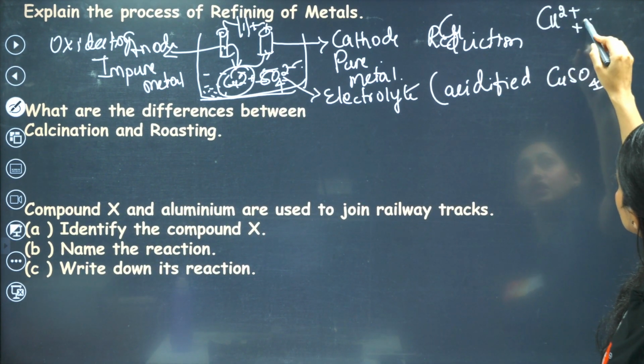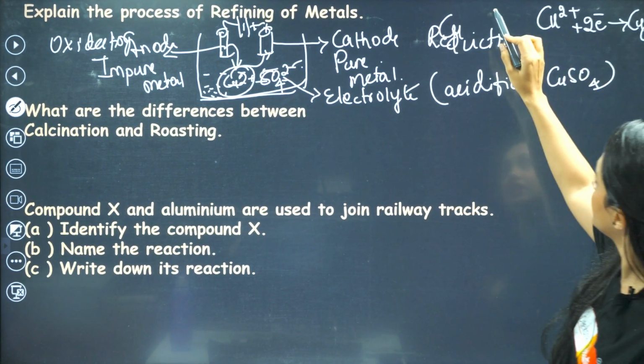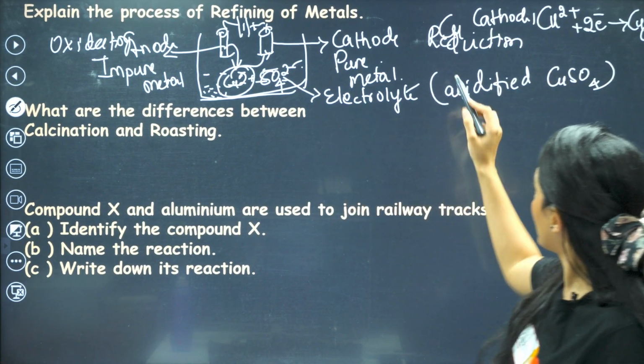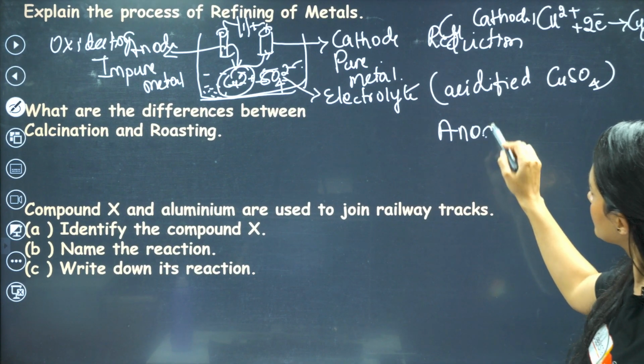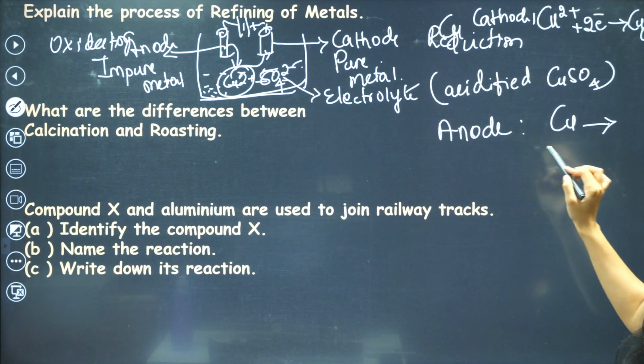Reduction: Cu2 plus plus 2 electrons leads to the formation of Cu. This happens at the cathode. At the anode, what is going to happen? Cu is going to get oxidized.